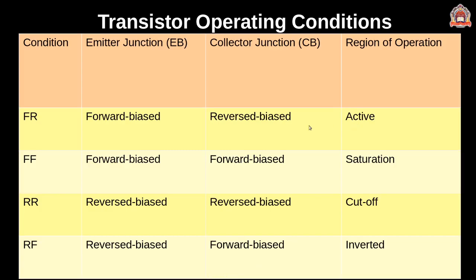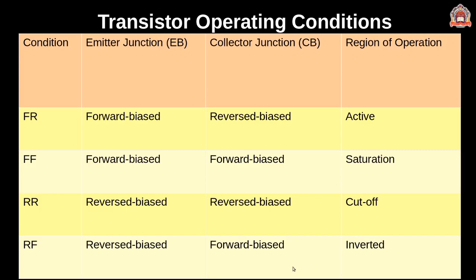But if we change the condition so that both the junctions, the emitter junction and collector junction, are in forward bias, then the transistor operates in saturation. And when both the junctions, emitter base junction and collector junction, are in reverse bias, then the transistor operates in cutoff. And if we take the vice versa of the first condition, that is reverse bias to the emitter junction and forward bias to the collector junction, then the transistor operates in inverted form.